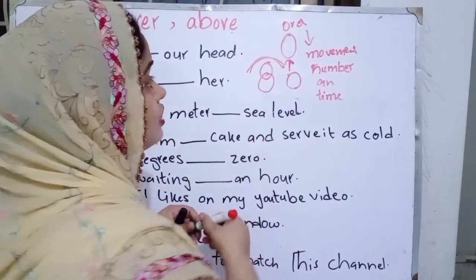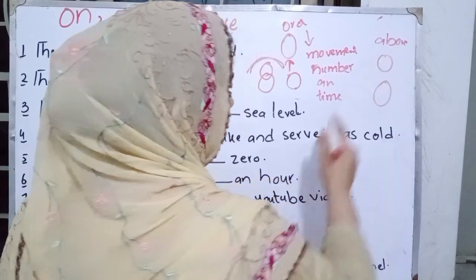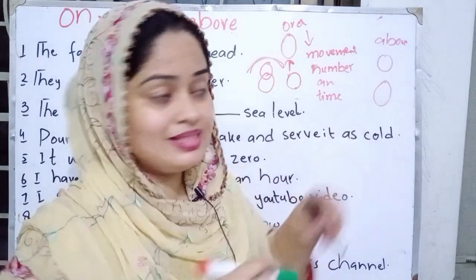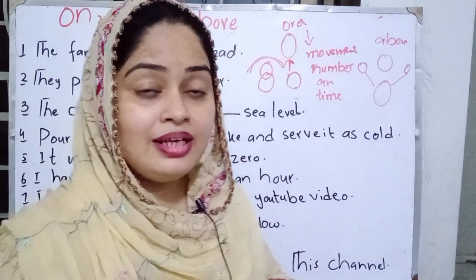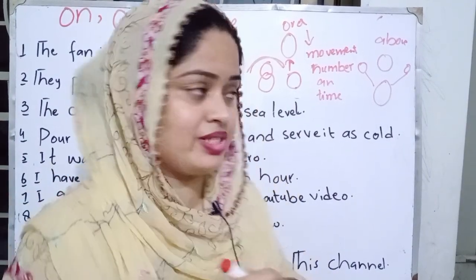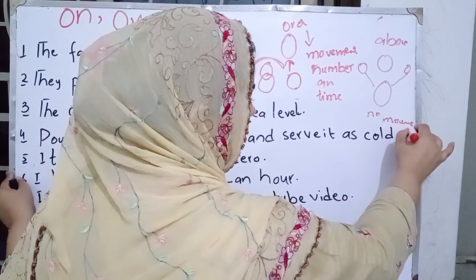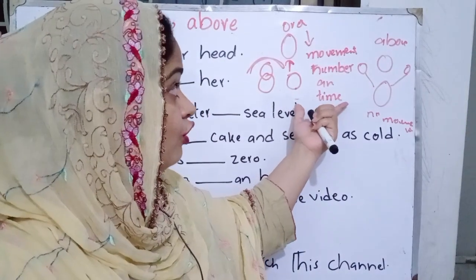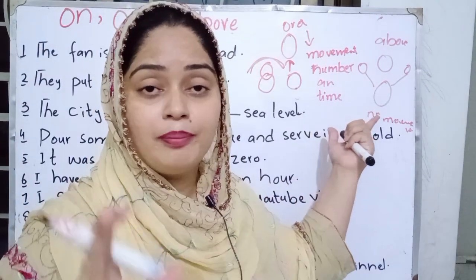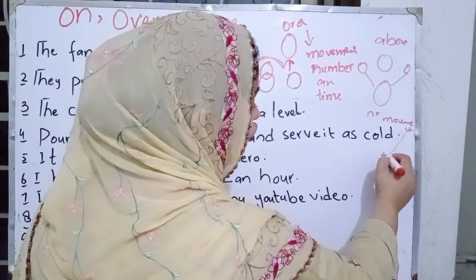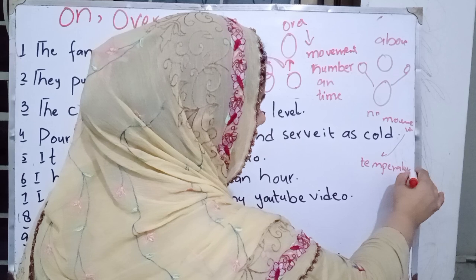And where do we use above? Above means when something is above something else. It can be at the right side or the left side, and it shows no movement. No movement is required here. Over shows movement, above shows no movement. Over is used for number and time. Above is used for the measurement of temperature.